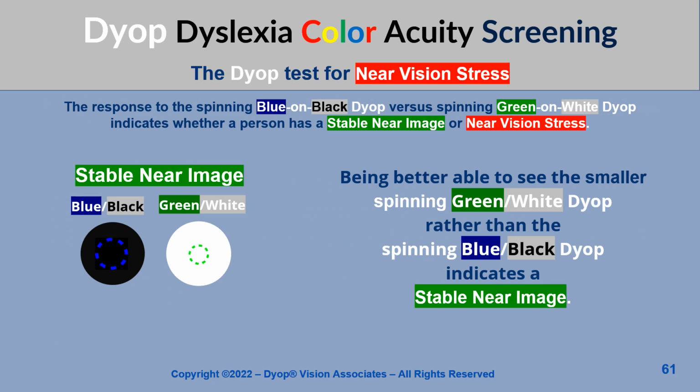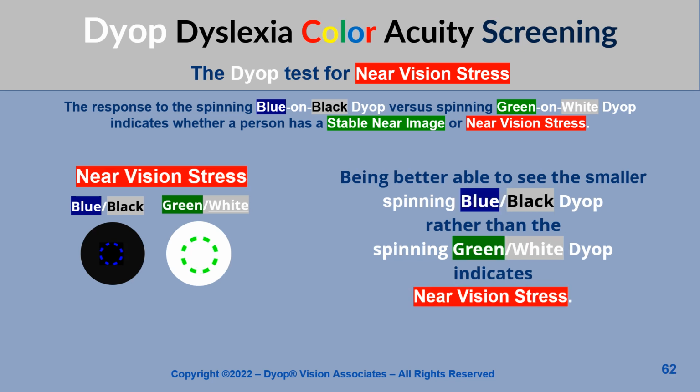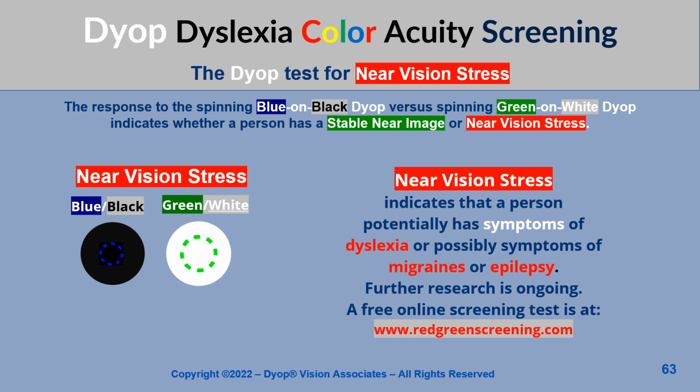Being better able to see the smaller spinning green on white Dyop rather than the spinning blue on black Dyop indicates a stable near image. Being better able to see the smaller spinning blue on black Dyop rather than the spinning green on white Dyop indicates near vision stress. Near vision stress indicates that a person potentially has symptoms of dyslexia or possibly symptoms of migraines or epilepsy. Further research is ongoing.